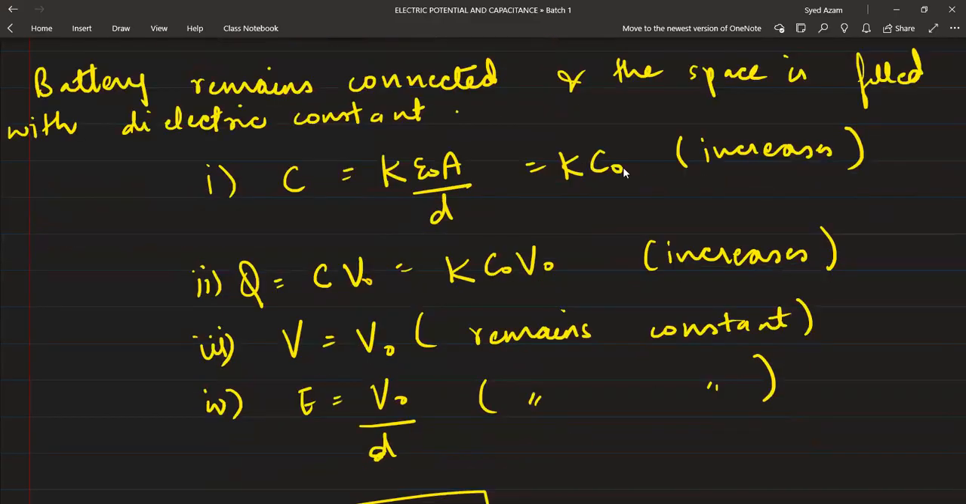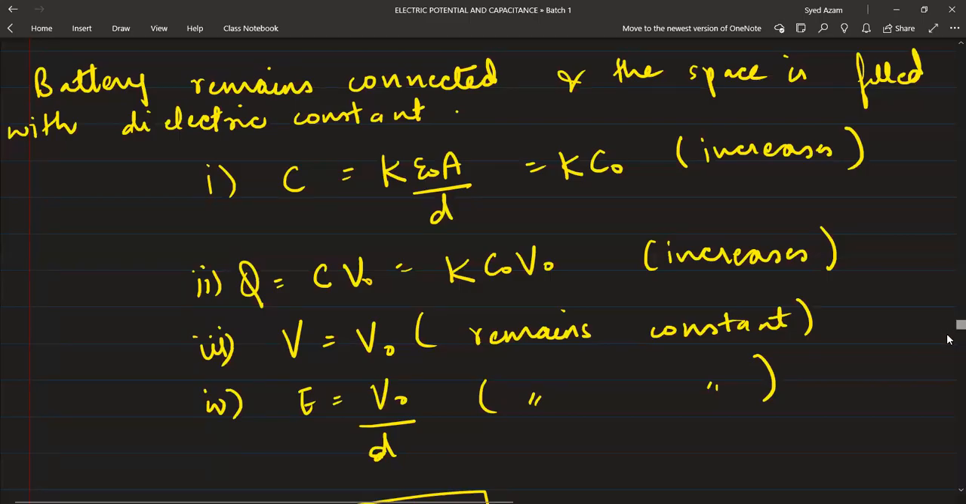The capacitance gets multiplied by K, so it increases K times. What happens to the charge? The charge also gets multiplied by K and it increases. But what happens to potential and electric field? They remain the same. So if the question says the battery is left connected in the space between the parallel plate capacitor, only capacitance and the charge will increase, the potential and electric field will remain the same.